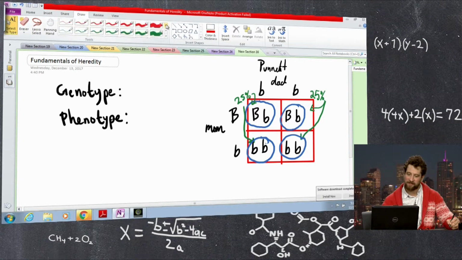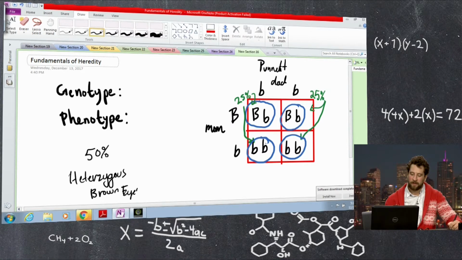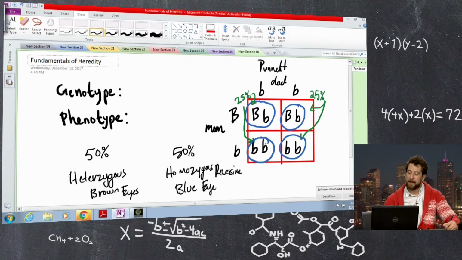This will be the last thing that we say about this. There is a 50% chance that I'm going to end up with a heterozygous genotype and brown eyes, and a 50% chance that I'm going to end up with a homozygous recessive genotype, and I will end up with then the phenotype blue eyes.